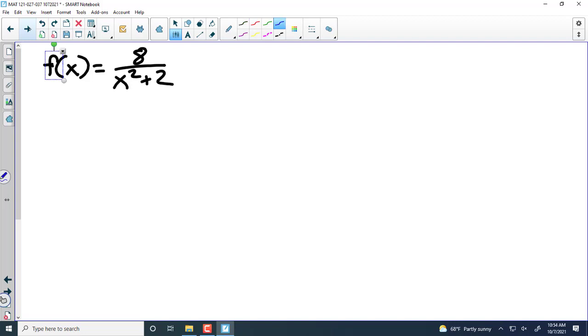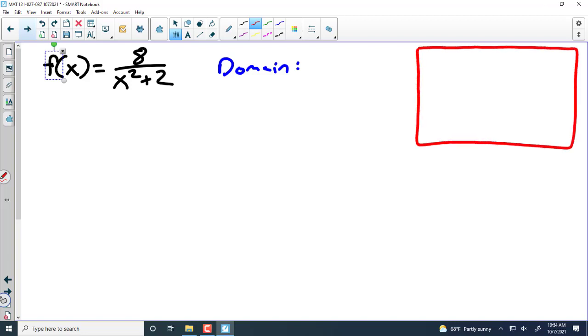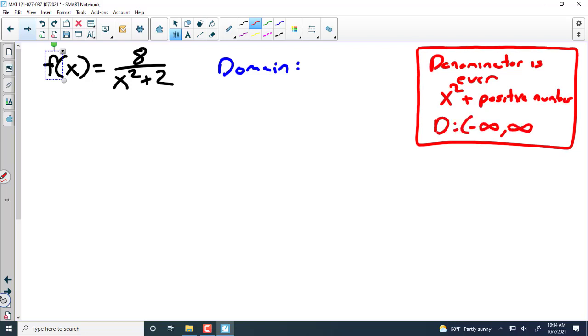So I guess the first thing I do is my domain. Does anyone know the domain of that just by looking at it? It is negative infinity to infinity, and I'll tell you why, everyone. This comes up enough in this class, I'm going to make a little rule for you. If the denominator is ever x squared plus a positive number, that means your domain is going to be negative infinity to infinity because your zeros down there are imaginary. So if you ever have a denominator that's x squared plus a positive number, x squared plus 4, x squared plus 9, x squared plus 1, x squared plus 2, you can actually say right away that your domain is negative infinity to infinity.